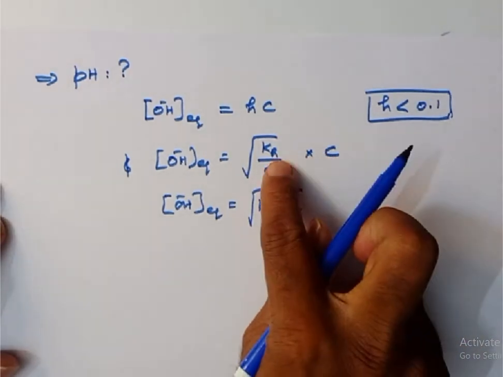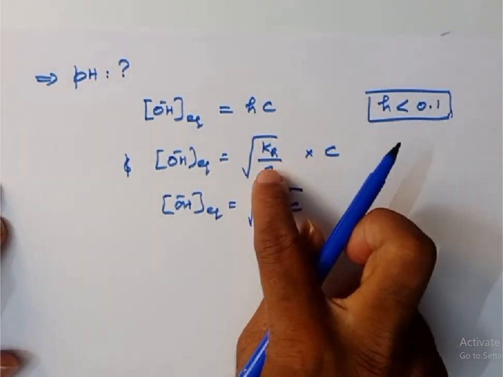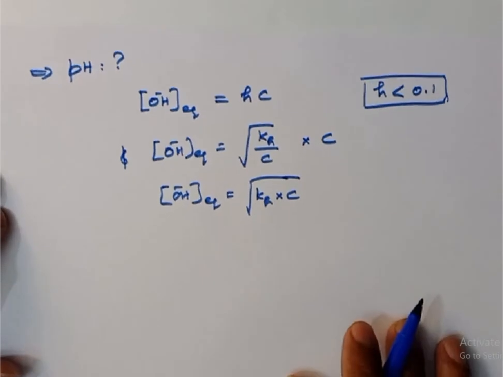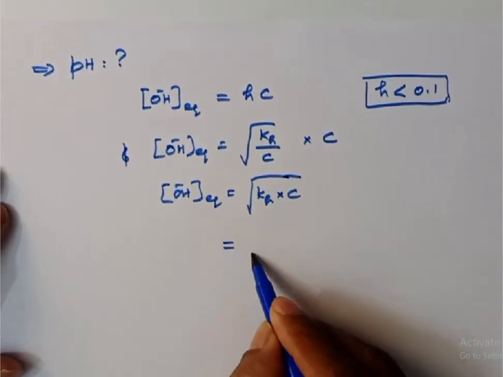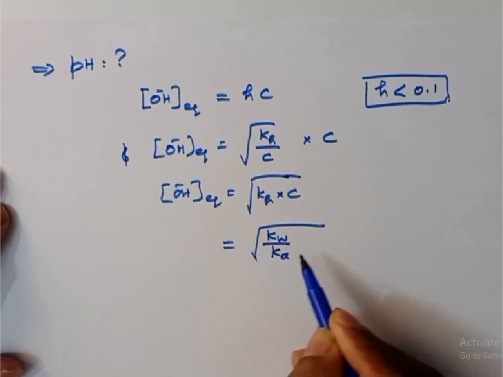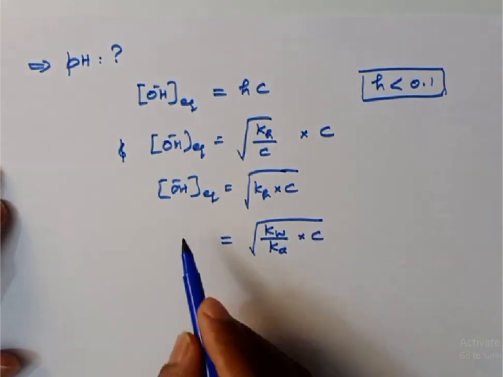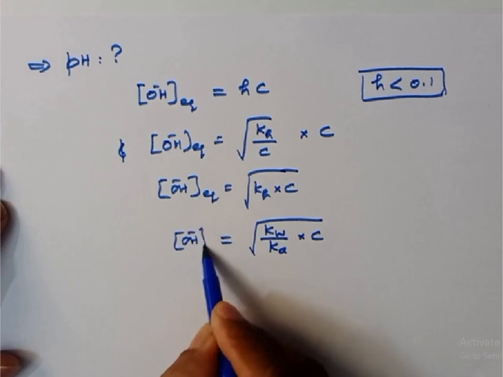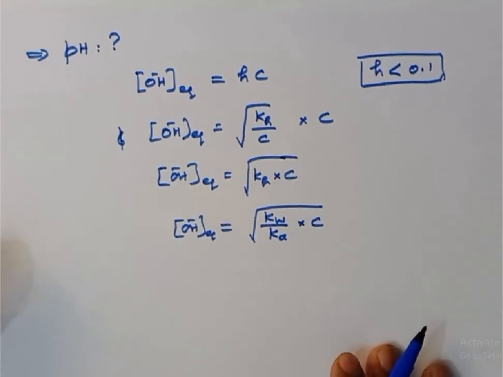When you bring C inside the square root, it becomes C square. So C and C square, if you cancel, you get C. And you know very well, Kh is nothing but Kw by Ka into C. So this is the expression for OH minus.